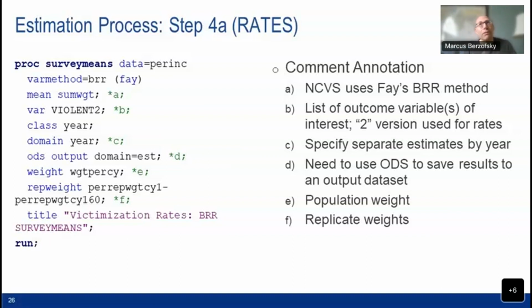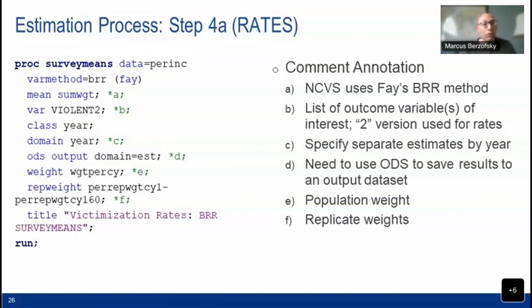The Fay method divides the weights by 2. That's a little bit in the weeds, but the point is, if you just said BRR, it would run, but it would get you the incorrect variances. So with the NCVS, it's really critical that you put that in parentheses next to it. That's what is necessary for the NCVS. For our outcomes, we're getting the mean, which in this case will get us a rate, and the sum of weights is the population total. Those are the outcomes we're going to calculate.